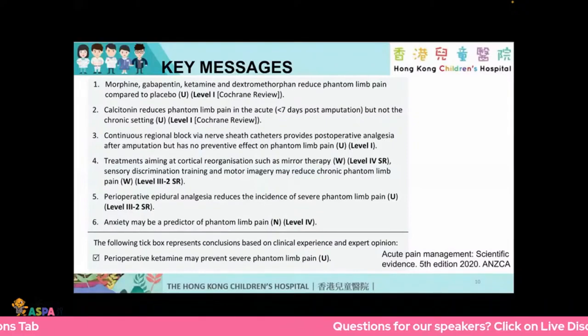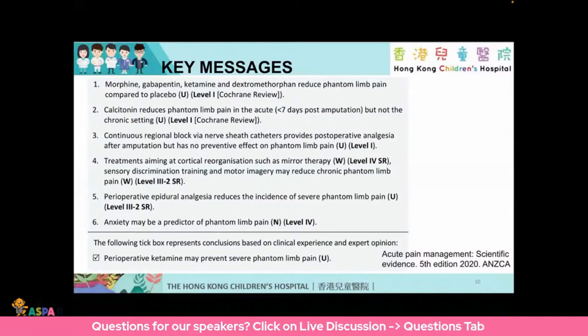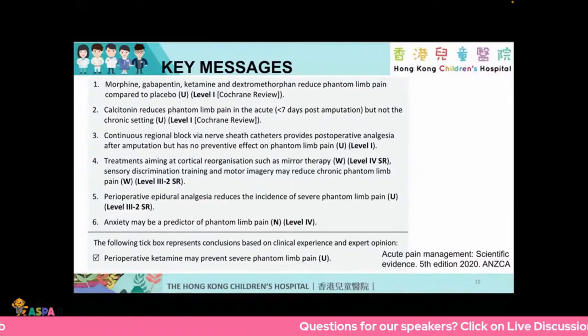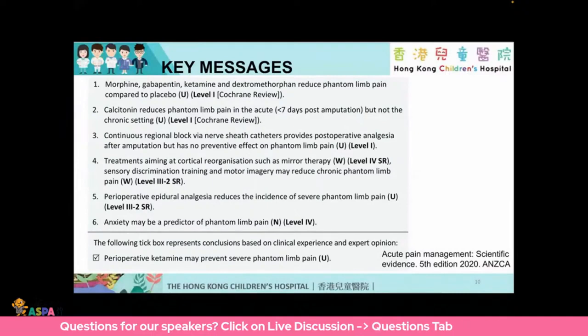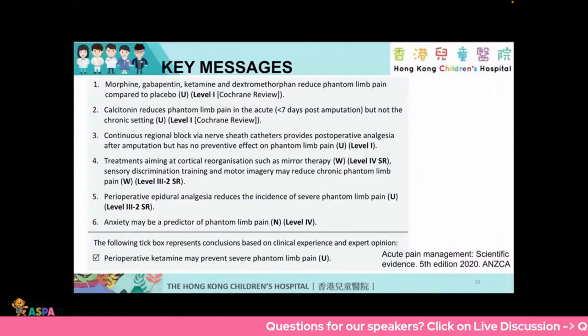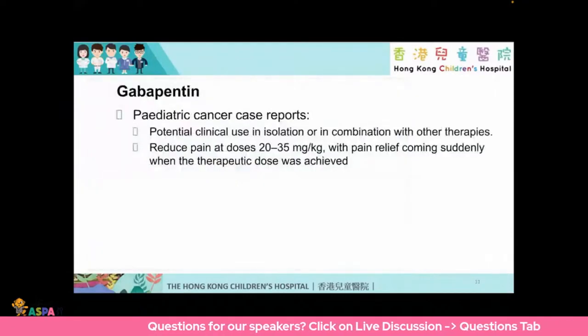Well-known treatments for cortical reorganization, such as mirror therapy, sensory discrimination, motor imagery, and also epidural analgesia, surprisingly have a level of evidence of only level 3. Other psychological factors, such as anxiety, are found to be a predictor of the occurrence of phantom limb pain. Let's talk about the various agents separately.